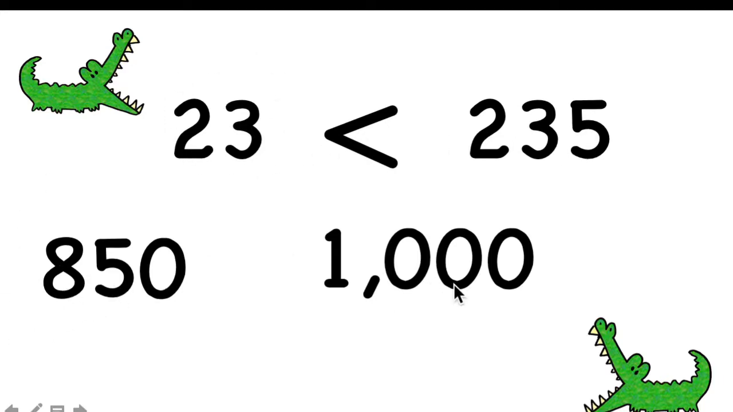850 and 1,000. This number has 3 digits. 1, 2, 3. This number has 4 digits. 1, 2, 3, 4. The number with more digits is greater. That means 1,000 is greater.